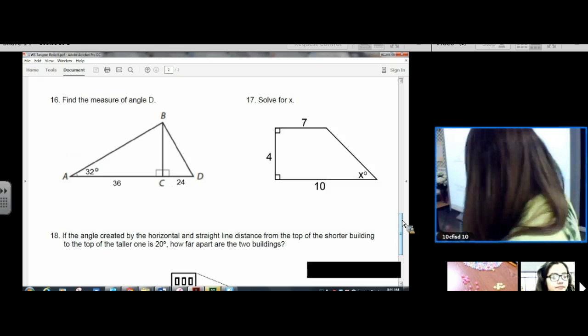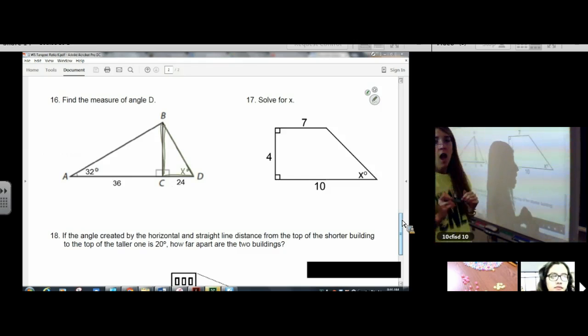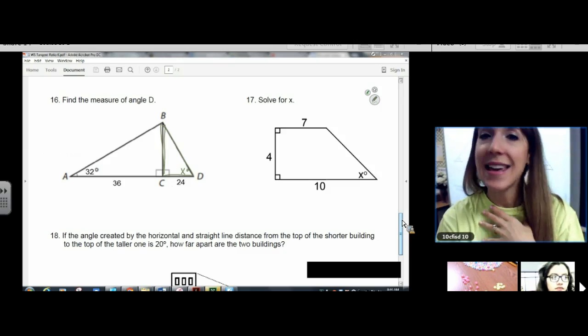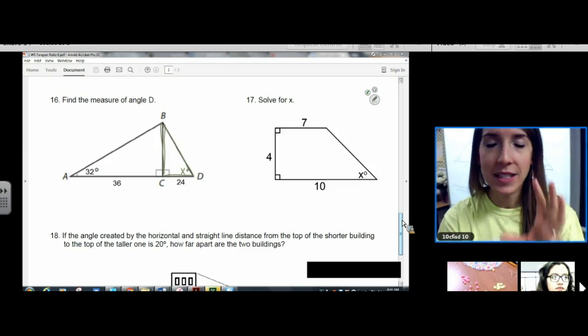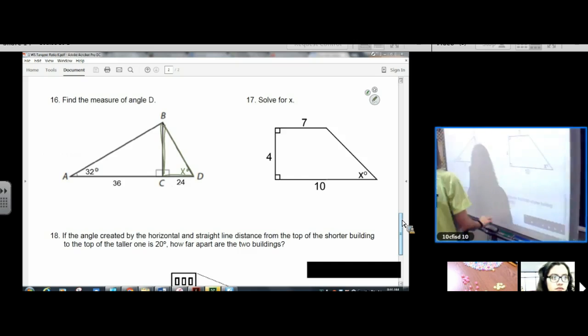Now, if I look at triangle BCD, I'm trying to find angle D. I don't have 2 things. I have 24, and that's all I have. I can't do trig with simply a side length. It's not enough information. So I'm going to look over at this triangle, triangle ABC.